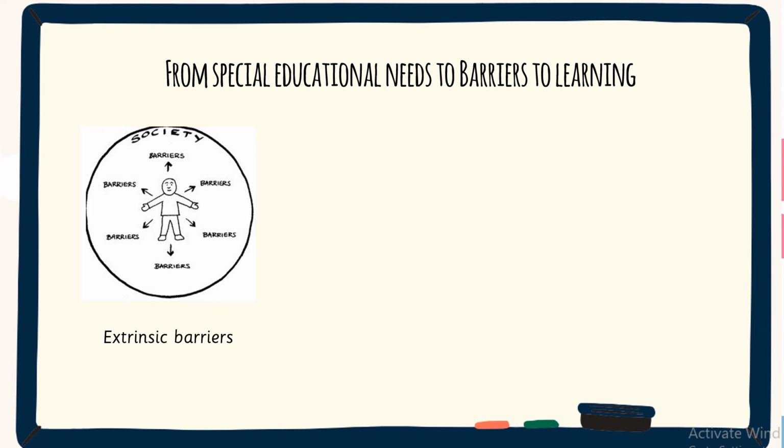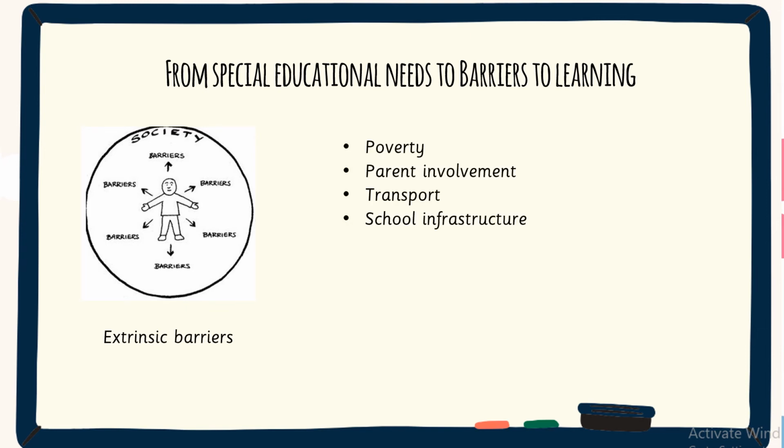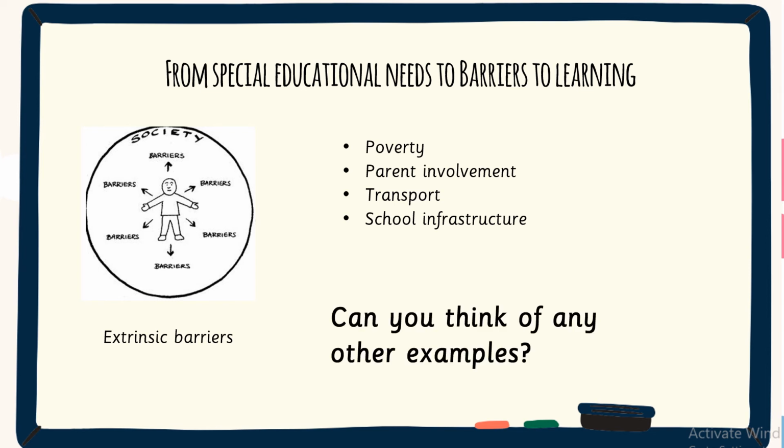Examples of extrinsic barriers to learning include things like poverty or lack of parent involvement, or transport getting to school or lack of school infrastructure. For example, children with physical impairments not having access to ramps to gain entrance into their classrooms. Can you think of any other examples of extrinsic barriers to learning?